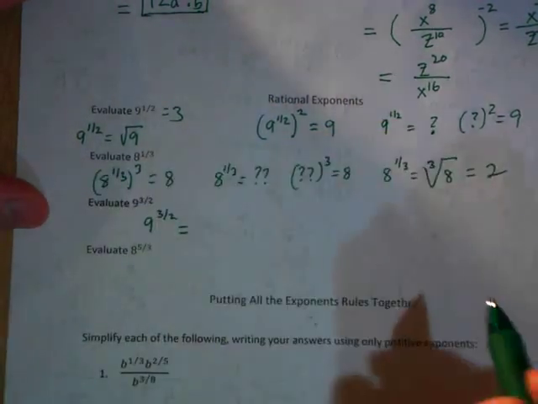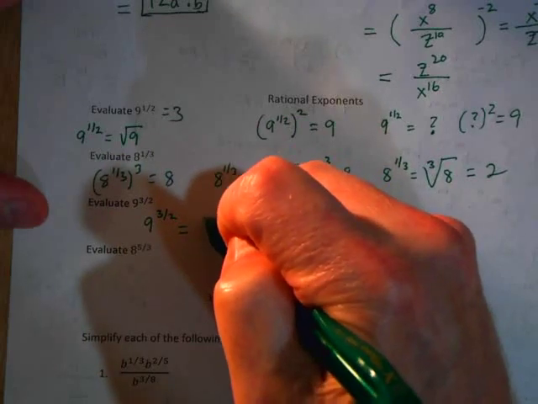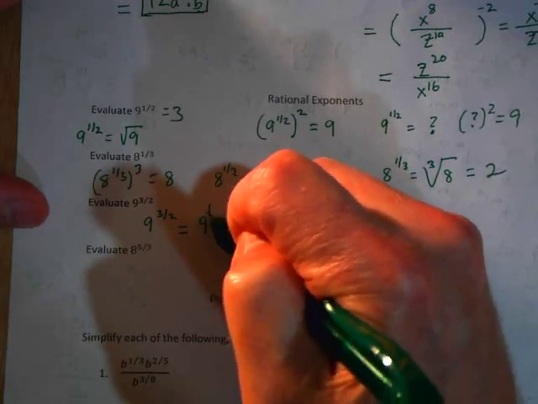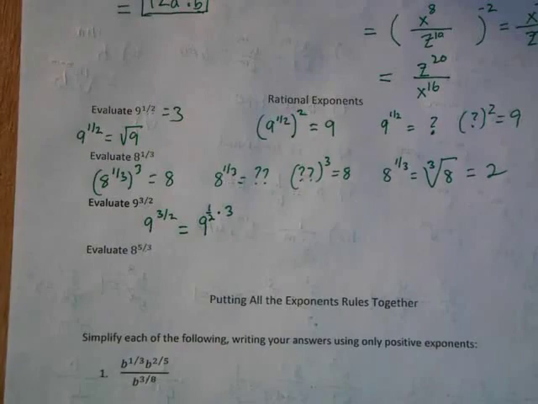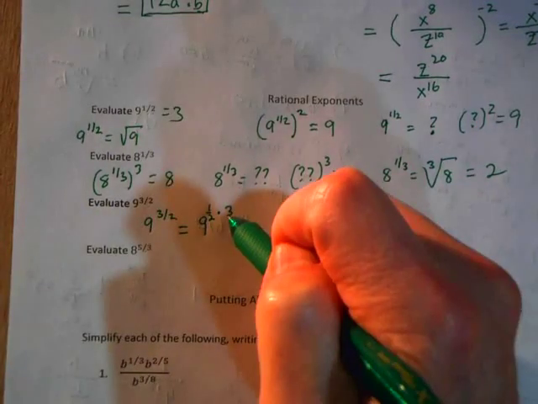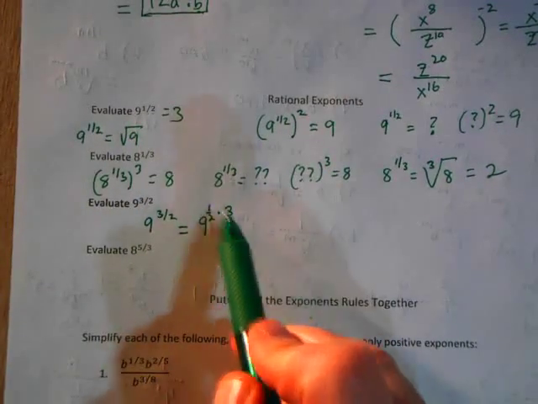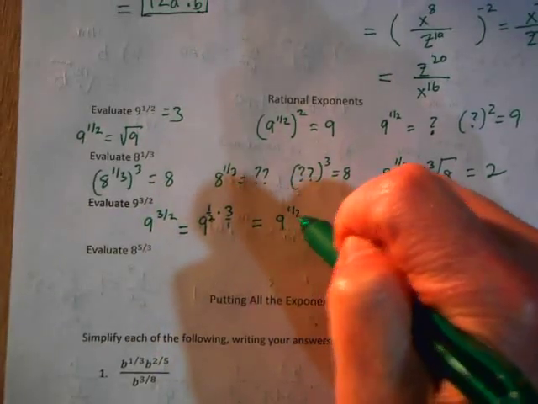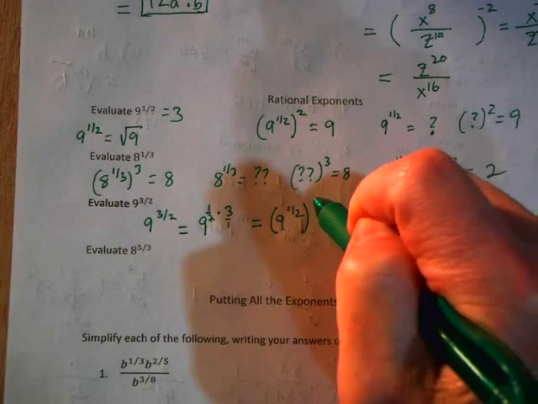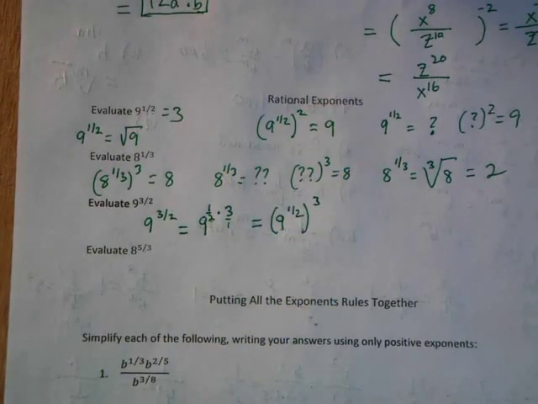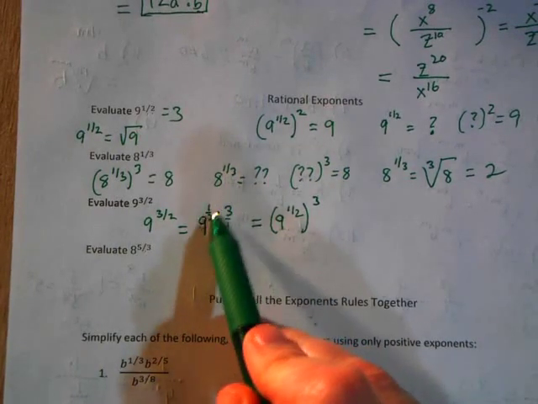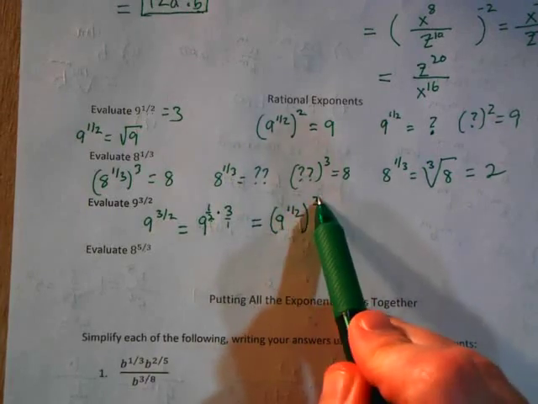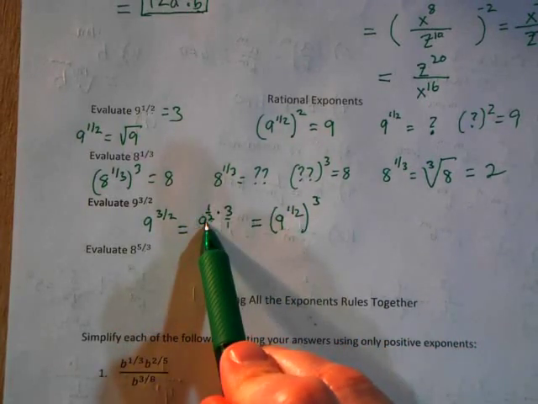I could use my multiplication property and say that's 9 to the 1/2 times 3, because think of 3 as being 3 over 1, you would multiply tops, multiply bottoms. Well, I could then go ahead and say that's 9 to the 1/2 cubed, because this is one of our rules. If I have a power followed by another power, that's the same as multiplying my powers.